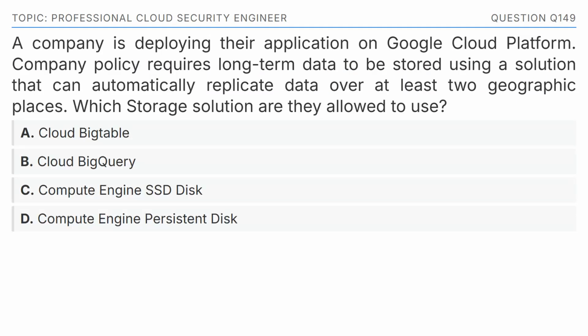A company is deploying their application on Google Cloud Platform. Company policy requires long-term data to be stored using a solution that can automatically replicate data over at least 2 geographic places. Which storage solution are they allowed to use? The options are: Option A, Cloud Bigtable. Option B, Cloud BigQuery. Option C, Compute Engine SSD Disk. Option D, Compute Engine Persistent Disk.